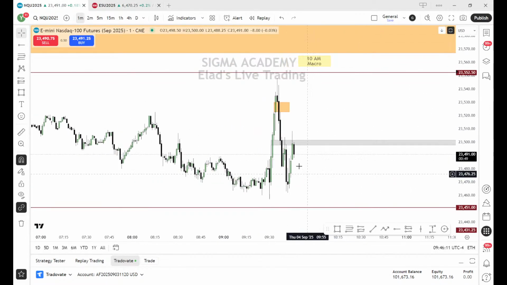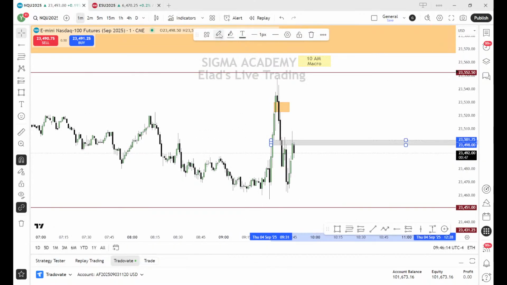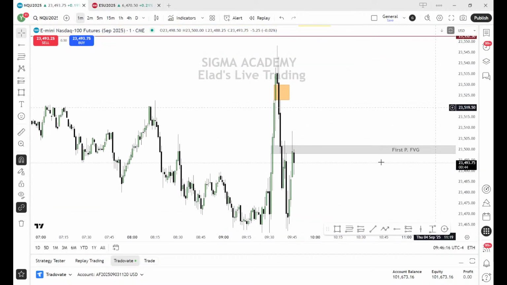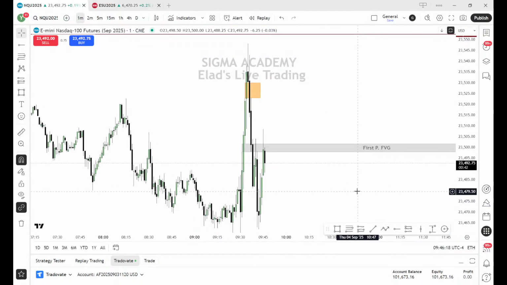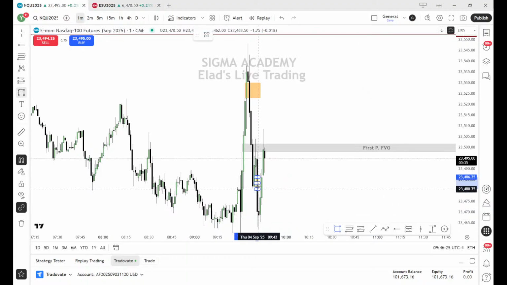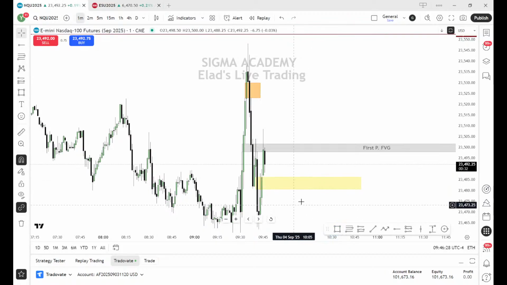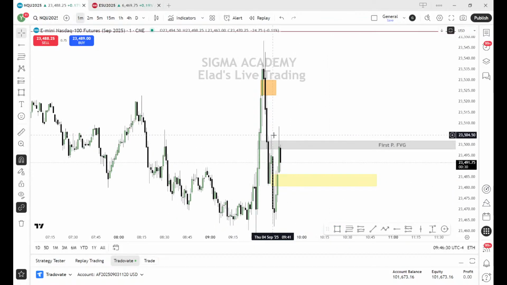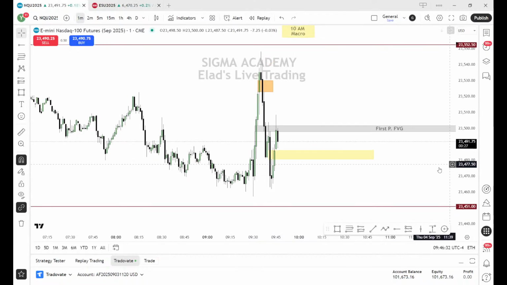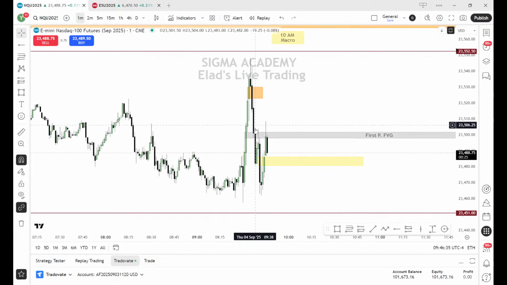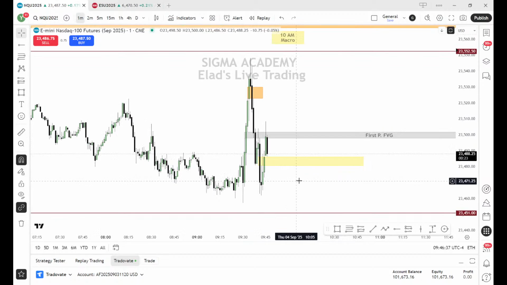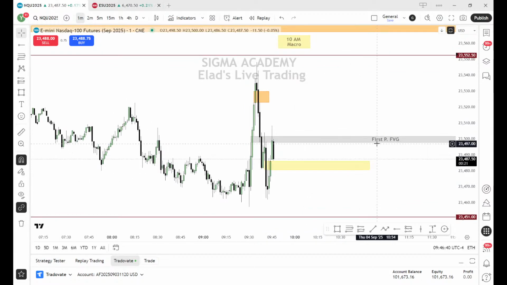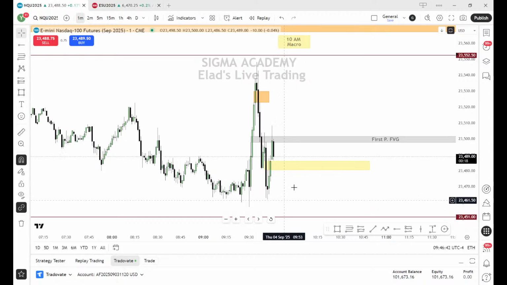So we have an inversion first presented. So now we should wait. By the way, you can mark this as an inversion also. We have MSS. It's not promising to go higher, but it may be, because we haven't taken any liquidity.